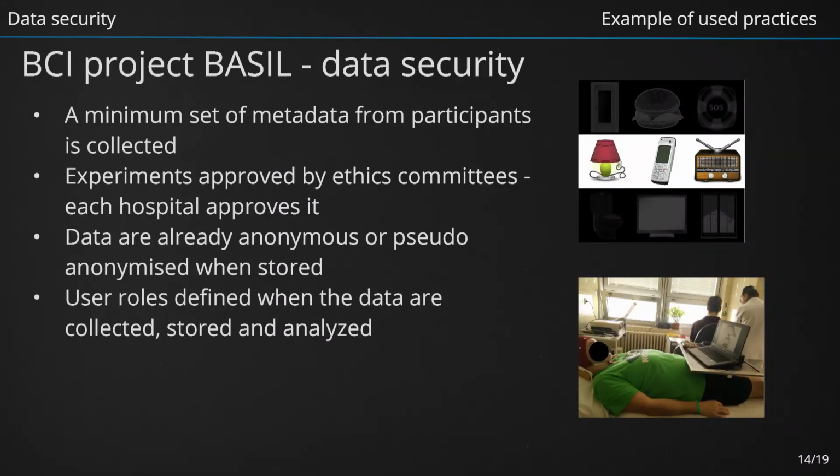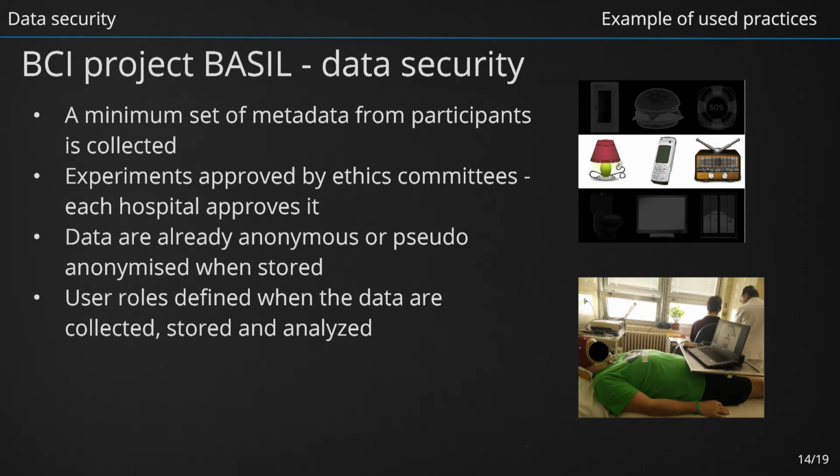The Brain-Computer Interface project Basil was already introduced in the first two parts of our tutorial. Here, we just remind you that the goal of this brain-driven computer assistant system is to provide communication and control pathways to people with severe motor disabilities. In the project, we have followed the security issues that have been applicable and that we have introduced here.